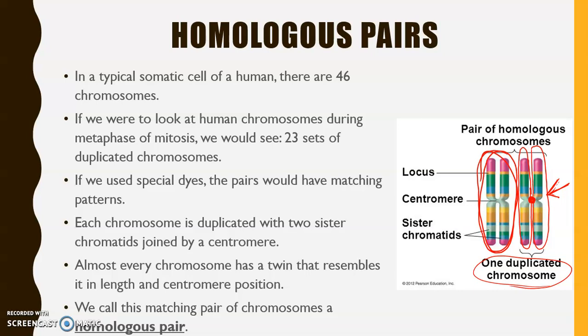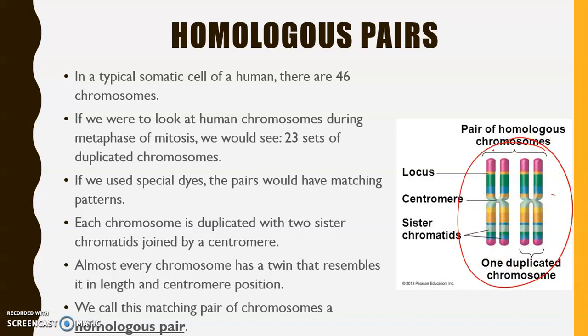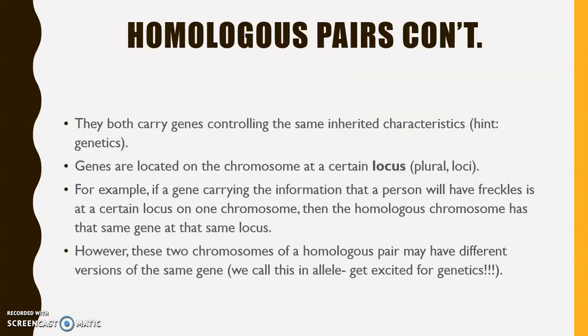The matching pairs we call homologous chromosomes. So this whole entire picture together is looking at homologous chromosomes. Remember, homo means same, so it's a pair of the same chromosomes, essentially. And I'll explain why that's important in a little bit. So the two homologous chromosomes are both going to carry genes that control the same inherited characteristics.